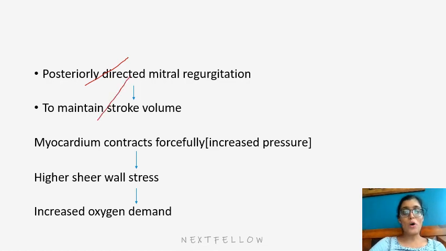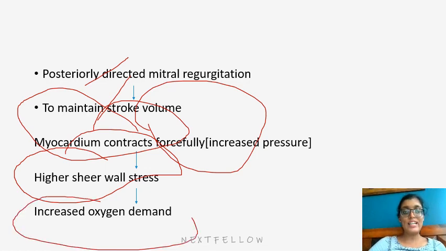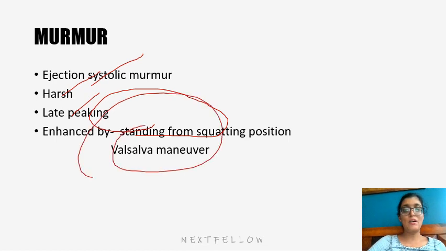To maintain stroke volume, the myocardium contracts forcefully, so there is increased pressure. Because there is increased pressure, there is higher shear wall stress, which leads to an increase in oxygen demand. The murmur in HOCM is usually an ejection systolic murmur, which is harsh and late peaking, enhanced by standing from a squatting position and by the Valsalva maneuver.